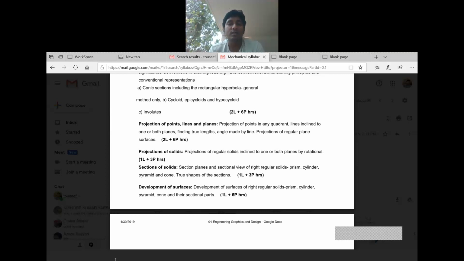First, I will start the planes in the next class. The next class will be after the 25th or 26th. You have this 1 week gap, so just go through all these things. Meanwhile, I have given the orthographic projections. I have shared the textbook, Engineering Drawing by ND Bhatt. Just go through the textbook.